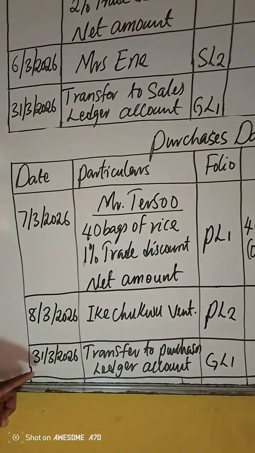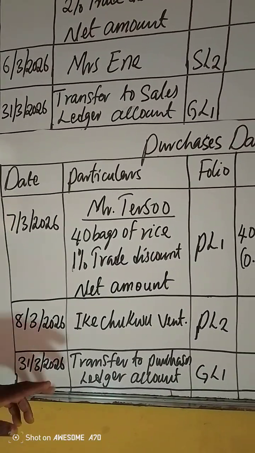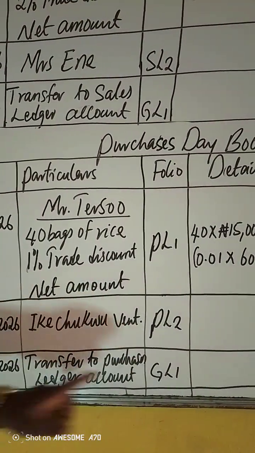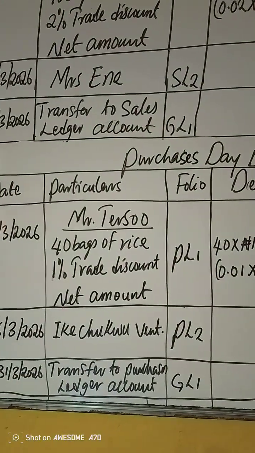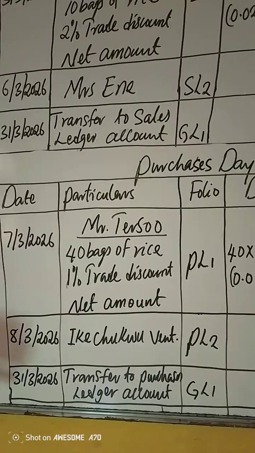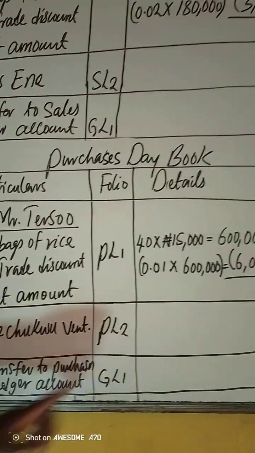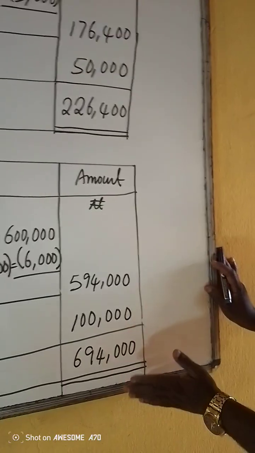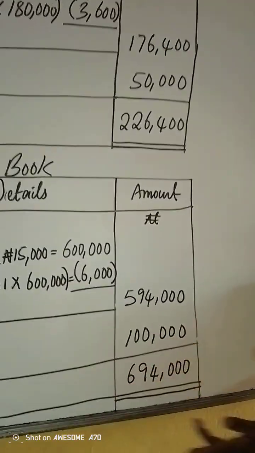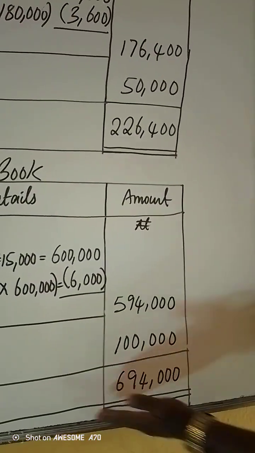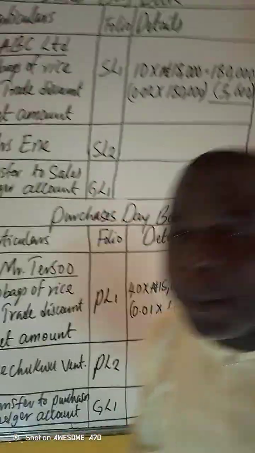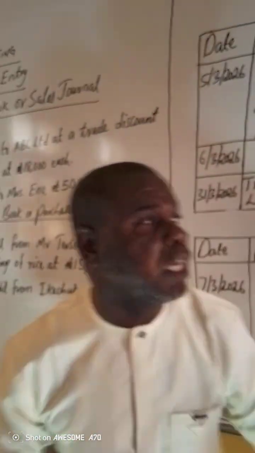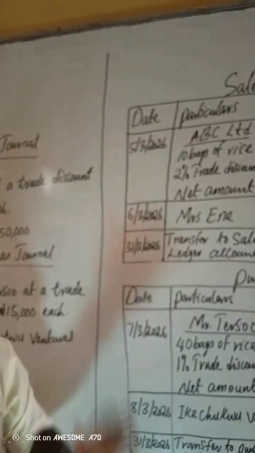So in this case, on 31st of March 2026, we say transfer to purchases ledger account. This is also on a general ledger. Purchases is on a general ledger. Now here, we say this is general ledger 1, then the final total becomes 694,000. Then mind you, you must close with 2 lines to show that the account has been closed for that month. So this is how we prepare books of original entry, these types, which are the sales day book and the purchases day book.